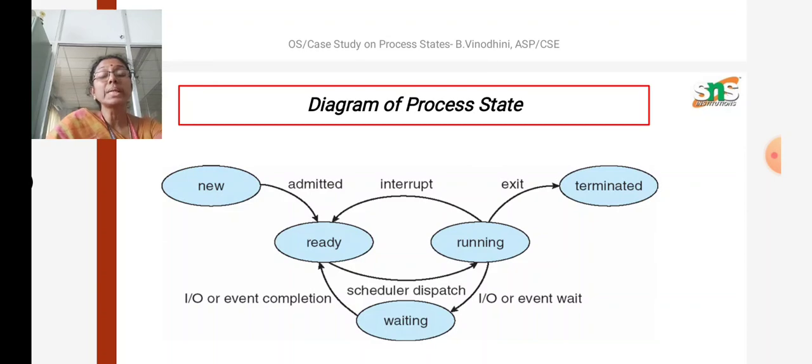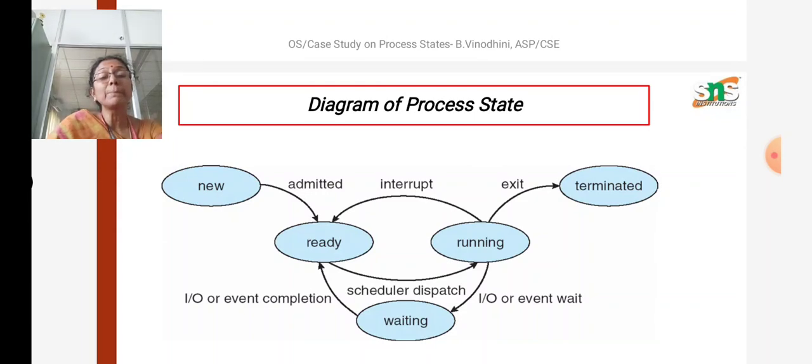So this is the process state diagram for 5 states. One is the new state, the process created state. Once created, it is admitted into the ready queue, that is the ready state. From the ready queue, the CPU selects the process and executes it, that is the running state. In the running state, the process is being executed. After completing its execution, it goes to the terminated state. In between, if we have any interrupt, it goes to the waiting state.